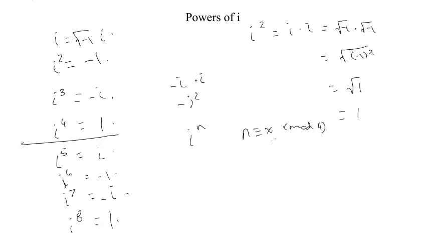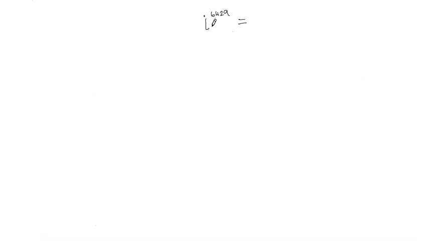So now let's move to an example. We have the problem i to the 6,429. So let's calculate the remainder when you divide it by 4. In order to do that, you look at the last two digits, 29, and the remainder of that divided by 4. And so 29 has a remainder of 1 when you divide it by 4. So since it has a remainder of 1, remember, i, -1, negative i, 1. So i to the 6,429 is just i.